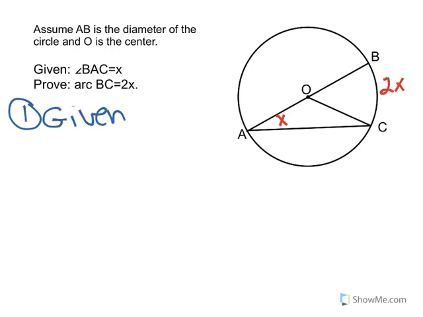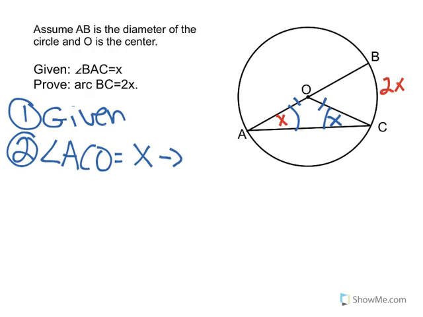So, looking at your picture, another piece of information that you might be able to know is that angle ACO would also be x because this is an isosceles triangle. They're both a radius. So let's write that down. Angle ACO is equal to x. And our reasoning is because it's an isosceles triangle. You could also say base angles, because that's what they are.